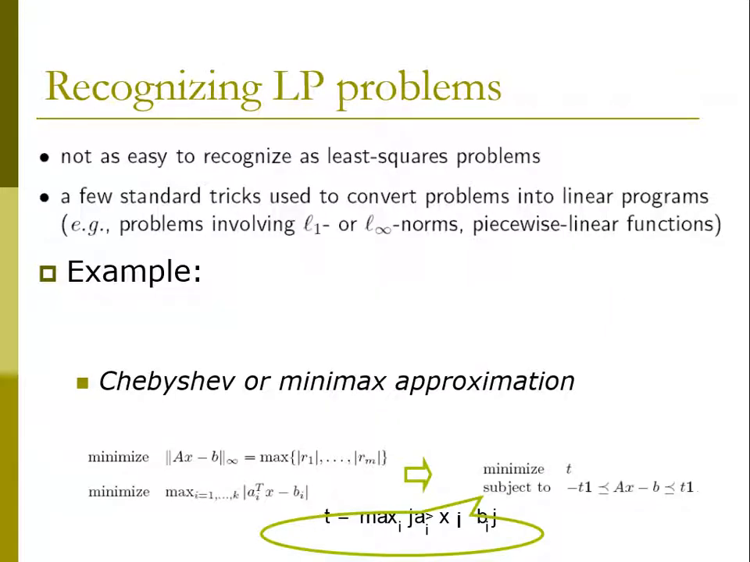Recognizing linear programs is not as easy as recognizing least squares problems. In many cases, the original optimization problem does not have a standard linear program form, but it can be transformed to an equivalent linear program using special techniques. For example, take the Chebyshev approximation problem as an example. It can be solved by using an equivalent linear program and transformations.